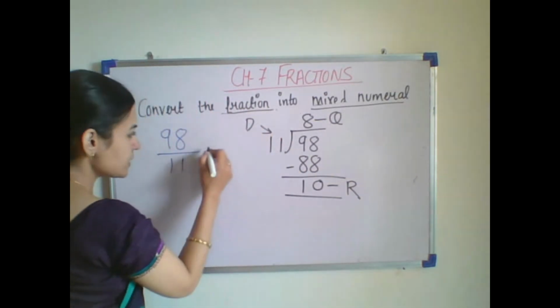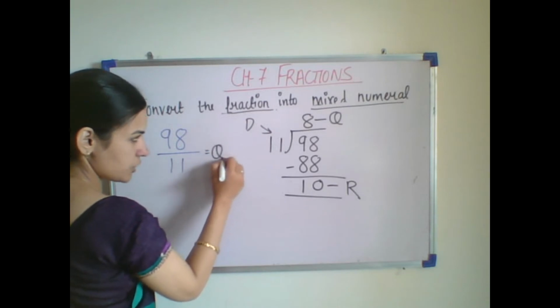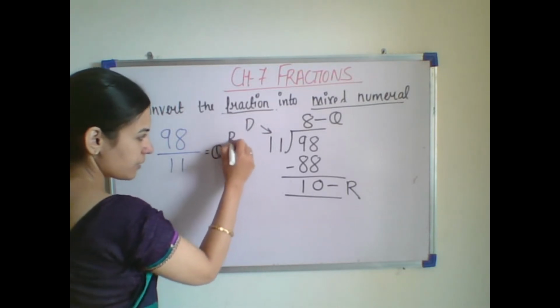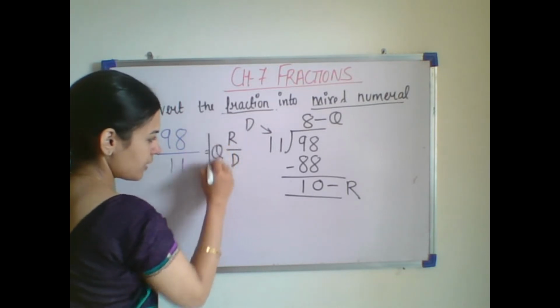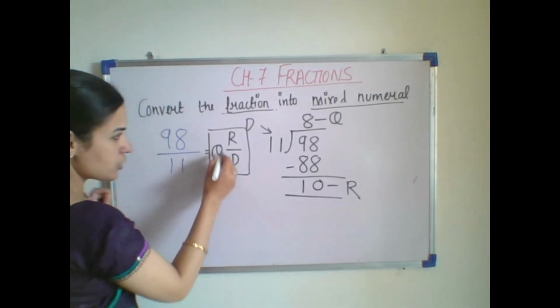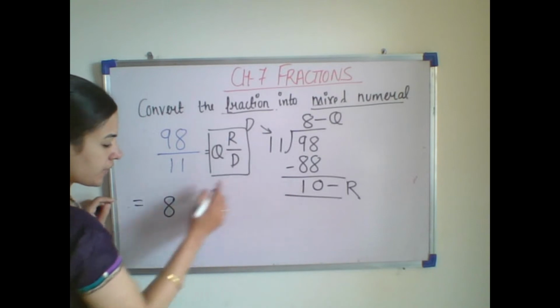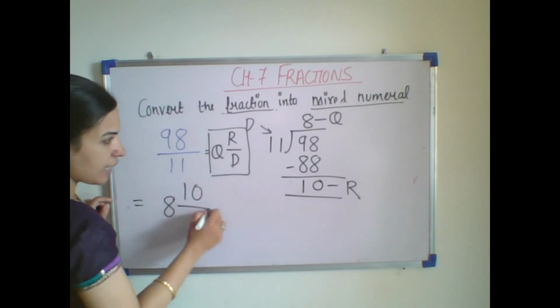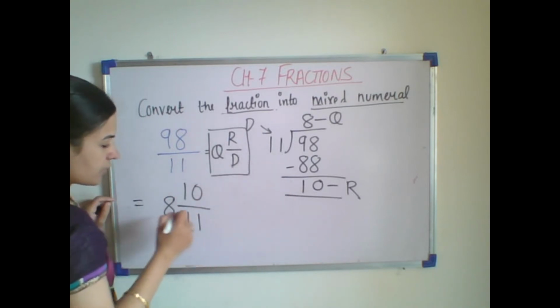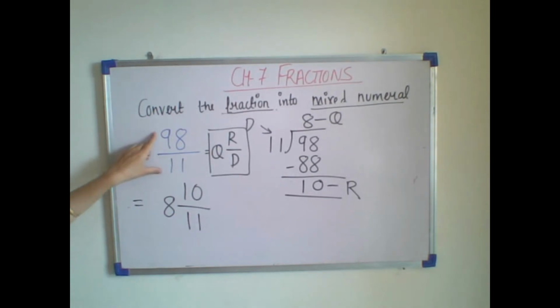So how to write? First quotient, then remainder, and then divisor. Like this we have to write. So the quotient is 8, I will be writing 8. The remainder is 10 and the divisor is 11. So we have converted this fraction into the mixed numeral.